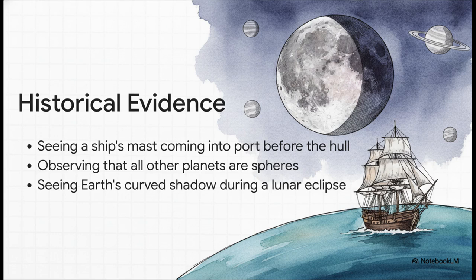But it wasn't just mathematicians crunching numbers. Ordinary people were breaking out of their geocentric mindsets just through everyday observations. Sailors, for instance, gathered evidence by simply watching ships come into port. They'd always see the top of the mast peek over the horizon before the hull appeared. They'd look up at the night sky and see that all the other planets and celestial objects were spheres. And during a lunar eclipse, they could literally look up and see the Earth casting a distinctly curved shadow right across the moon.